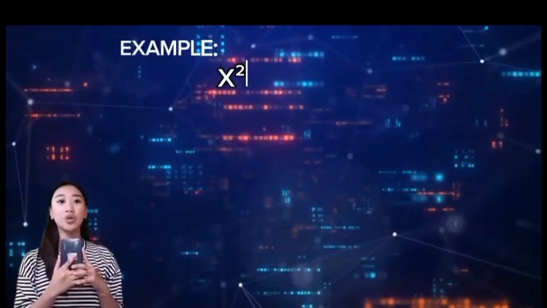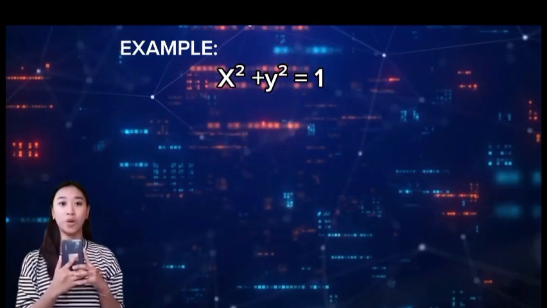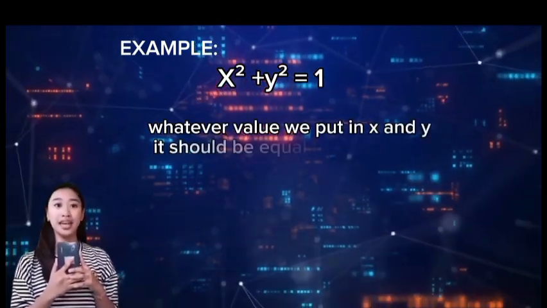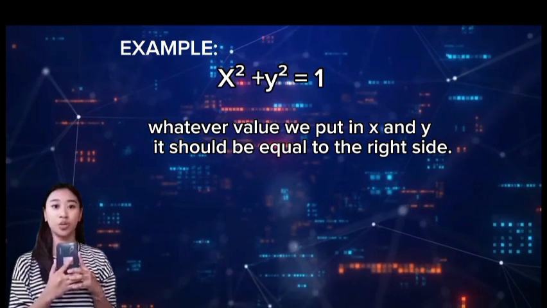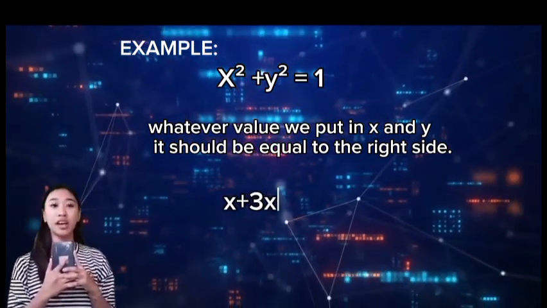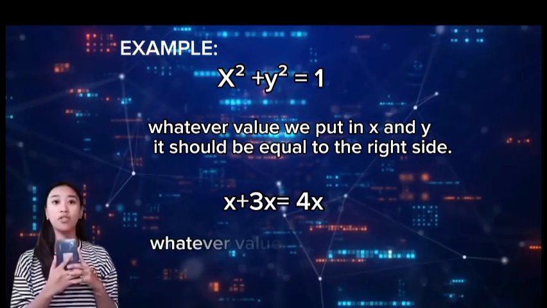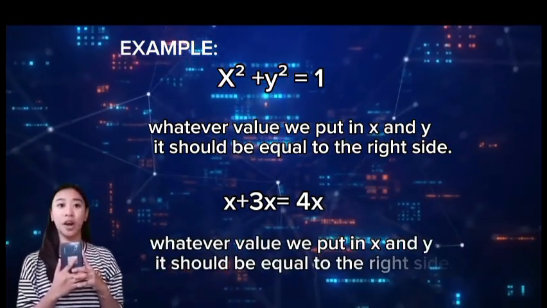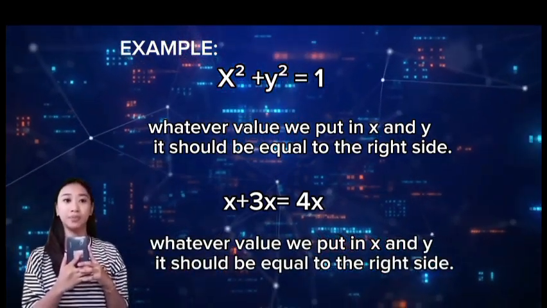Examples: x squared plus y squared equals 1. Whatever value we put in x and y, it should be equal to the right side. Another example is x plus 3x equals 4x. Whatever value we put in x, it should be equal to the right side.